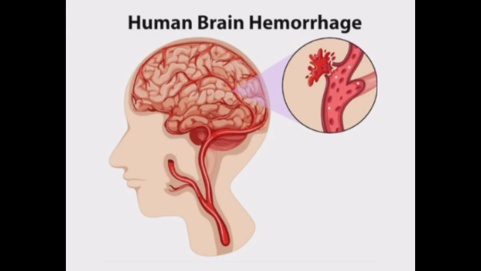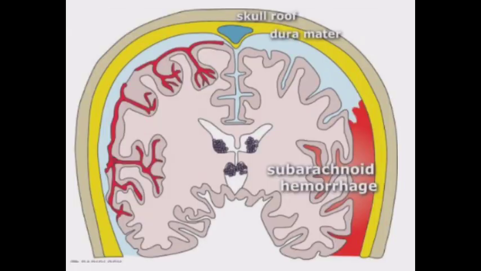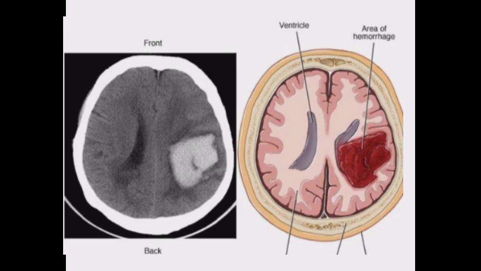Hemorrhagic stroke has various types. First, subarachnoid hemorrhage, when the bleed is around the brain. Second, intraparenchymal hemorrhage, when the bleed is within the brain.